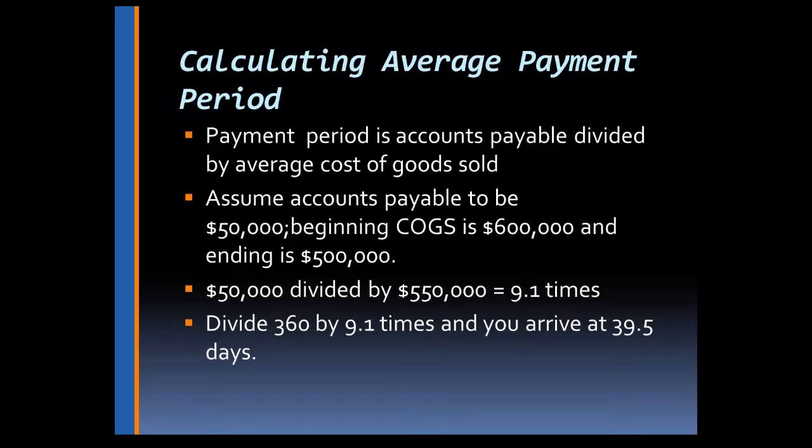Divide that out by 50,000 and you get 9.1 times. So then take 360 and divide that by 9.1 times and you arrive at 31.9 days. So that is the average payment period. On the average, you pay your bills every 39.5 days.